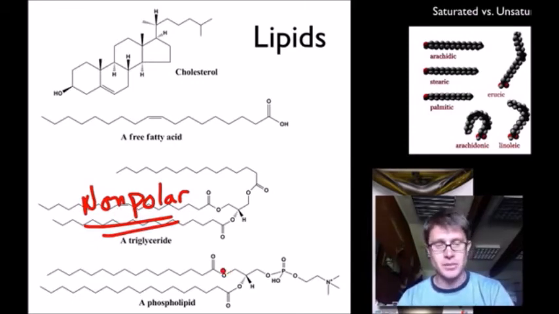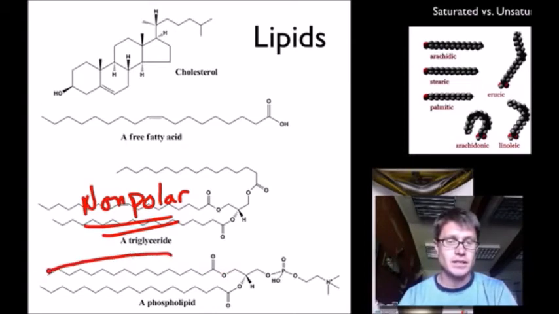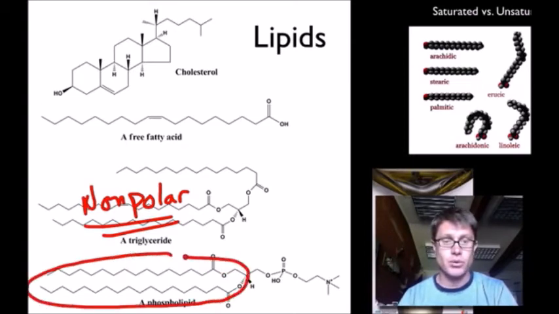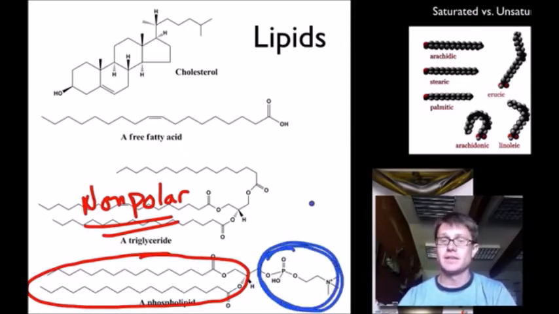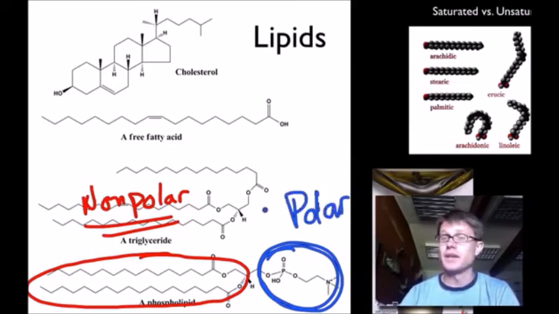Except a phospholipid. Remember, a phospholipid is going to have this non-polar portion here, and then it's going to have a polar portion up here. So it's amphipathic. It has this charged portion, which is polar, up here, and that's going to be what faces the outside of a cell membrane, and then this is going to face the inside.